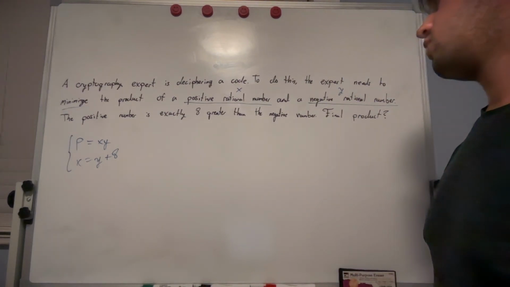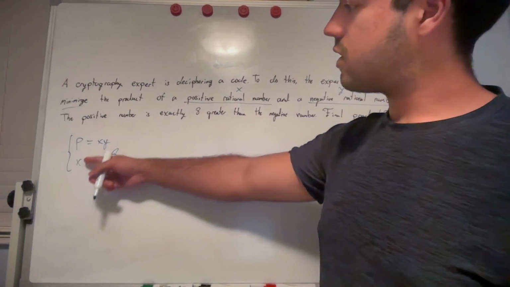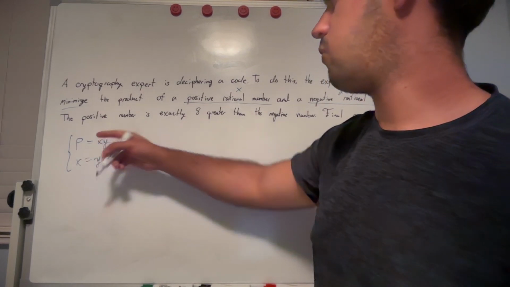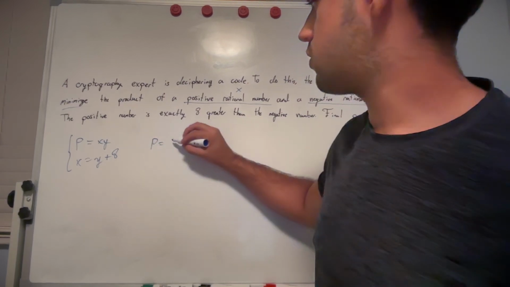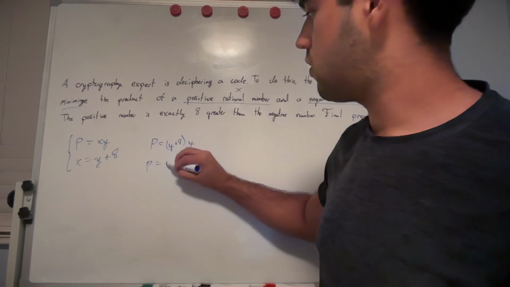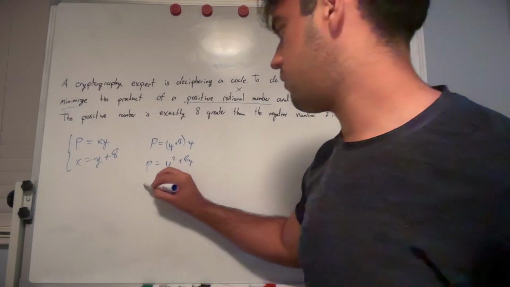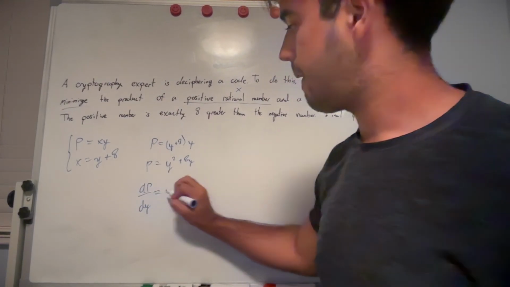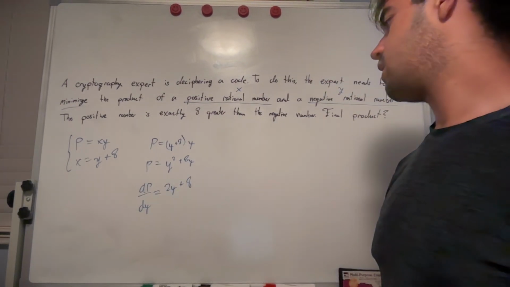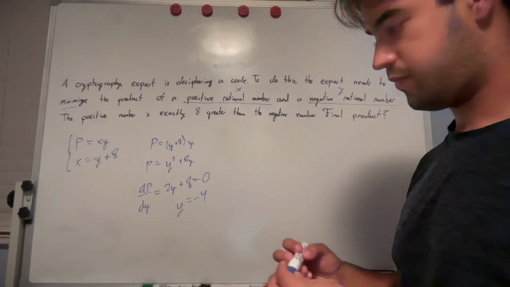So this is honestly a very simple problem. What we can do is substitute x here. So instead of x, we can say y plus 8. So p equals y plus 8 times y, which is just p equals y squared plus 8y. And then we just take the derivative with respect to y, which means that y squared becomes 2y and this becomes 8. And then we need to set this equal to 0, which means that we'll get y equals negative 4.